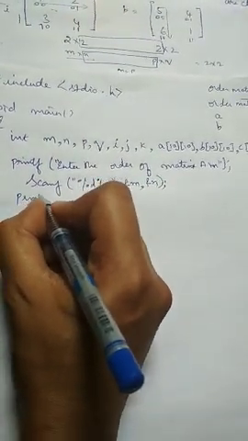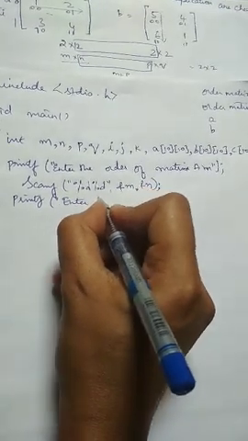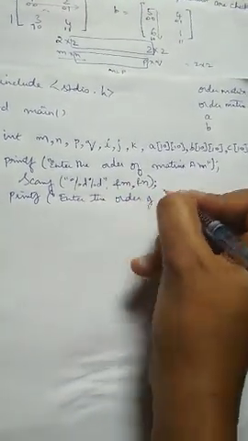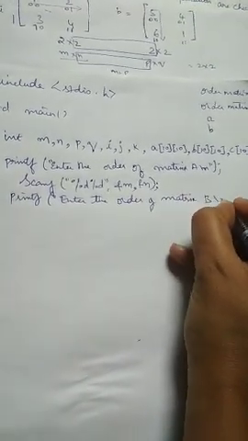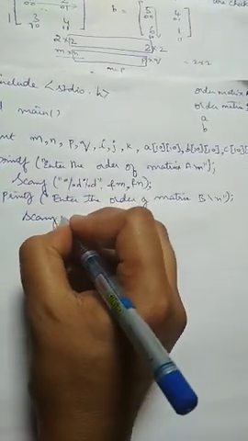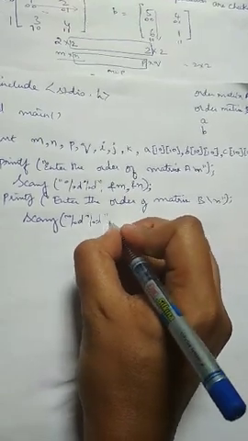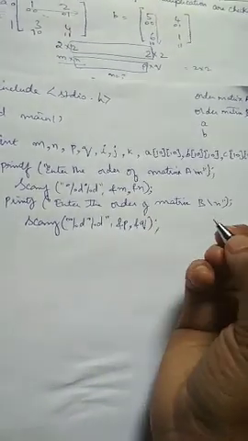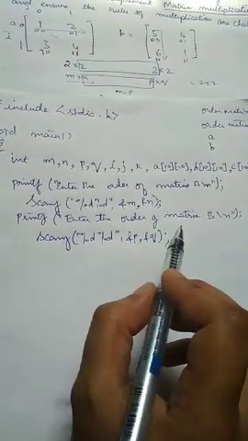Same way, for matrix B the order we have to read. Printf: enter the order of matrix B. Okay, so scanf, we are going to store it in p and q. Now we have read the order of matrix A and matrix B.